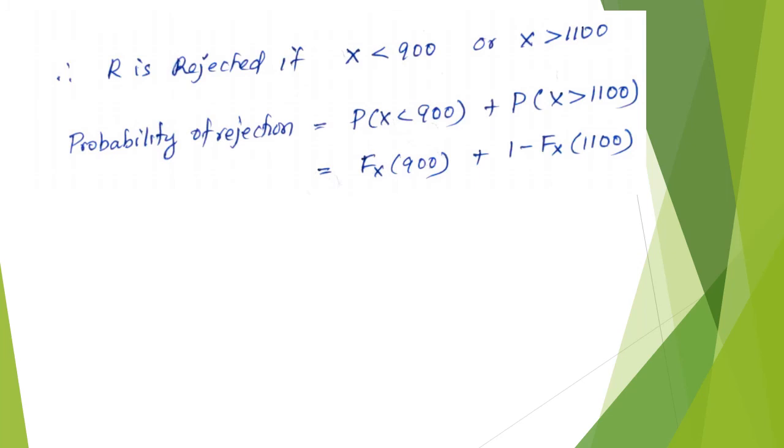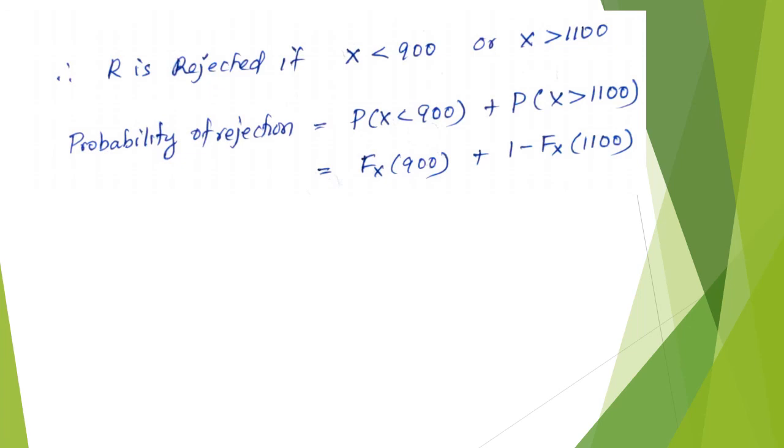So what we have to find is Fx of 900 plus 1 minus Fx of 1100, because greater than 1100 is 1 minus that value. So how to find Fx of 900? I said Fx of x cannot be calculated directly. Instead we have to convert x to z, then we have to find the value from phi of z.